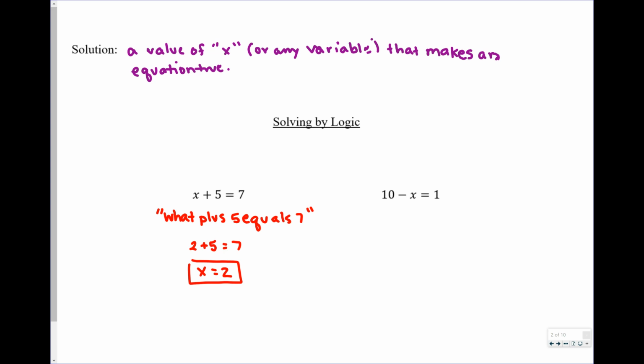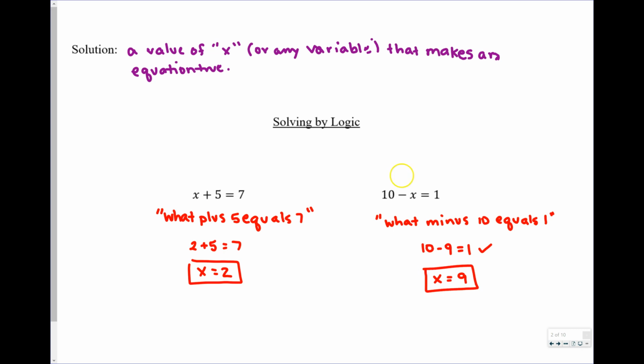This is similar over here. I'm asking the same question, like what minus 10 equals 1? Well, what do I have to take away from 10 to get 1? 9. So I know that that missing number is 9. So I know that x has to equal 9. This is just thinking logically, just asking myself, what does that number have to be to make it true?